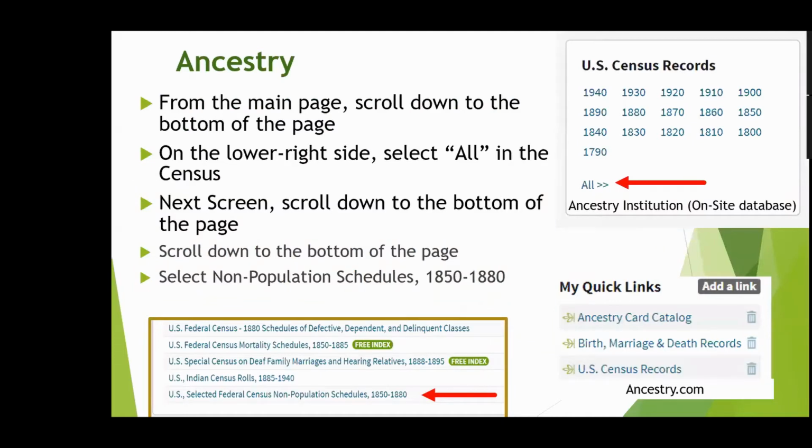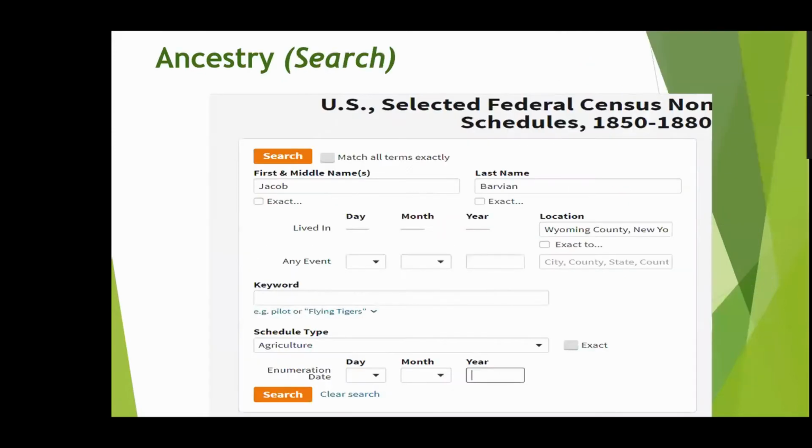Okay, to get to the non-population schedules, and then on to the agricultural, from Ancestry, in the lower right-hand corner you'll see a square box that says U.S. Census Records. You will click on All. For your Ancestry.com account, you will see My Quick Links, towards the middle of the right side of your screen, and you will click on U.S. Census Records. When you get to that page, you will scroll down until you see U.S. Selected Federal Census Non-Population Schedules. Click there, and this screen will come up.